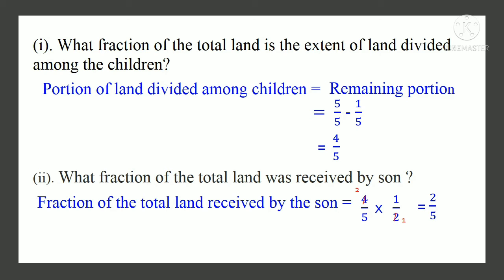Which portion? Son received half of the remaining portion. So, as we discussed previously, 4 upon 5, you have to multiply that by half. That means 1 upon 2. For 2 to 2, 4 and 2 cancelling. Then we can get the answer directly. That is 5 upon 2. Right. Now children, let's move to the third part.